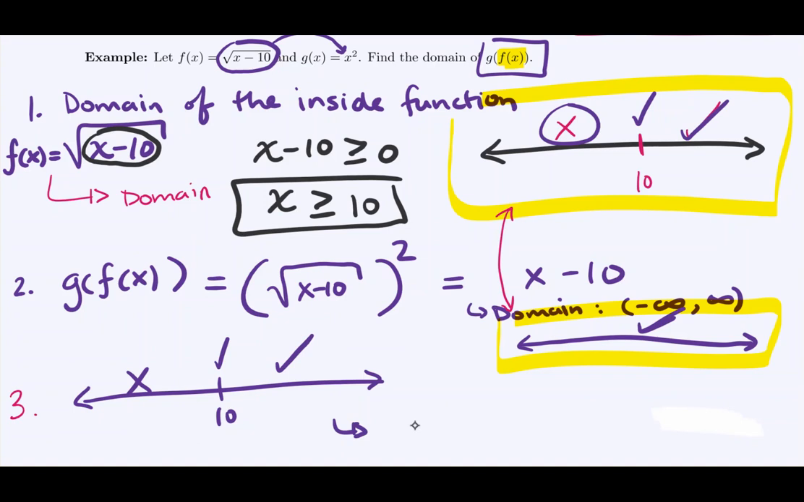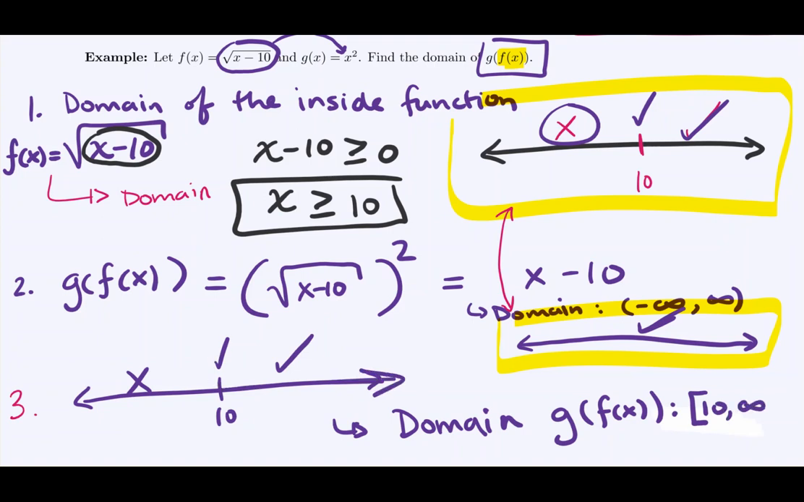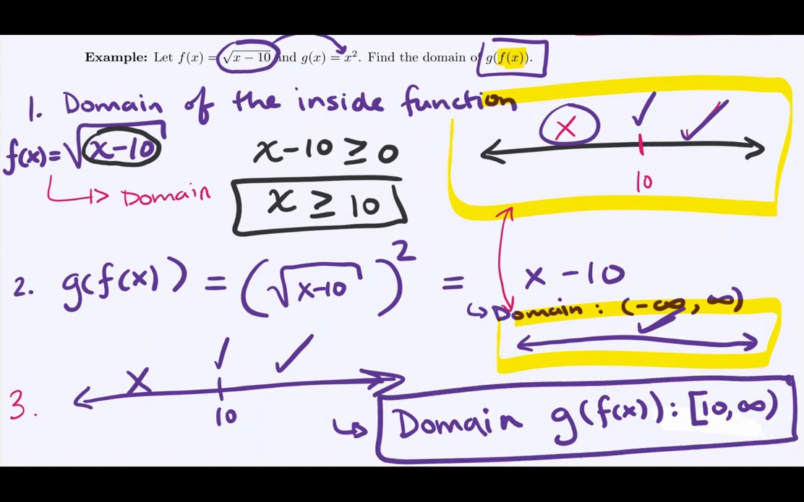That means the domain of g of f of x was everything including 10, because we could be equal to 10, out to positive infinity. And that would be our answer for this equation, because we could be equal to 10 and then greater than 10.